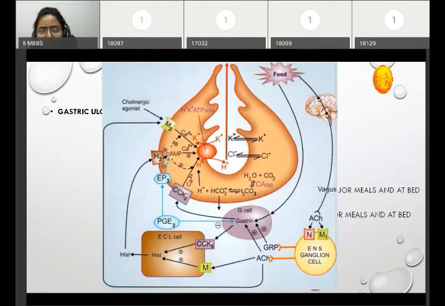Then which other drugs are given in diarrhea? Along with antimicrobials, antimotility, antisecretory, other antidiarrheal drugs. What are probiotics? Whether probiotics can be given in diarrhea? Yeah, right, probiotics.